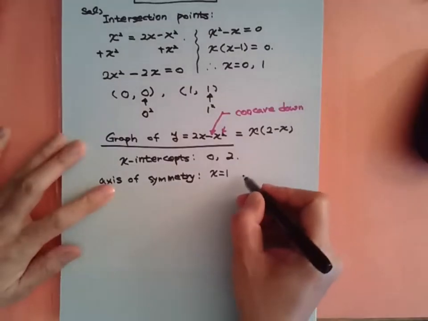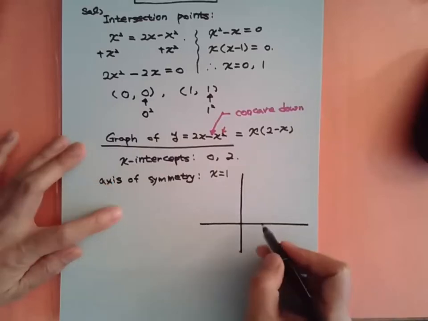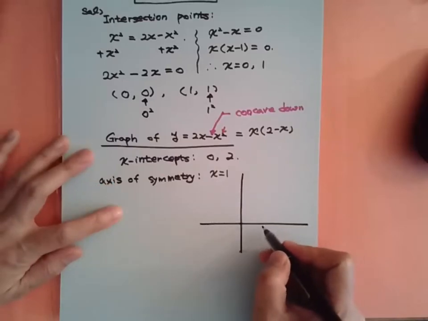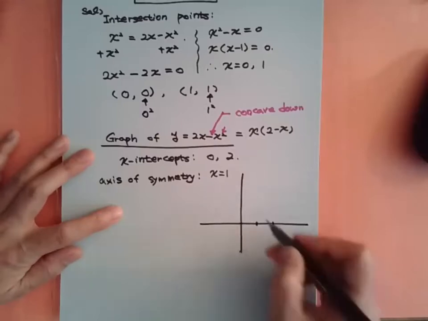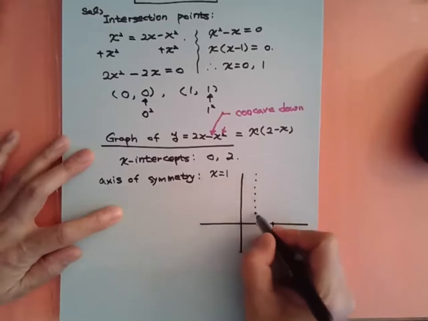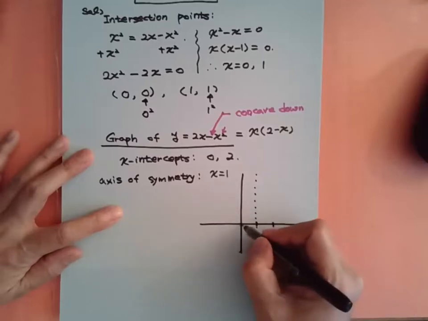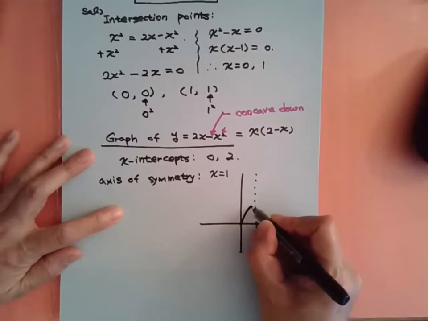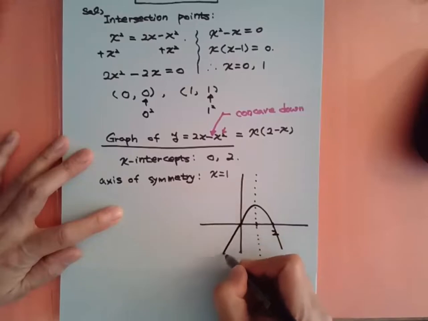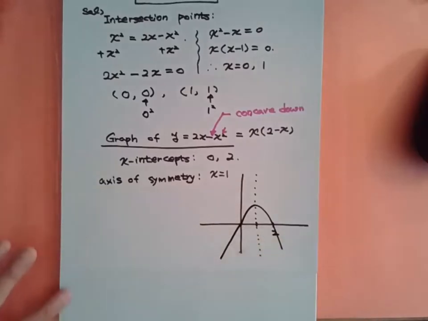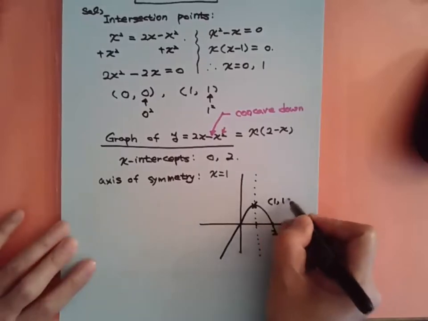Let's visualize. X-intercepts are 0 and 2, and the axis of symmetry is x equals 1. So it is concave down and passes through the 2 points. The peak point is at x equals 1, and this point is (1, 1).